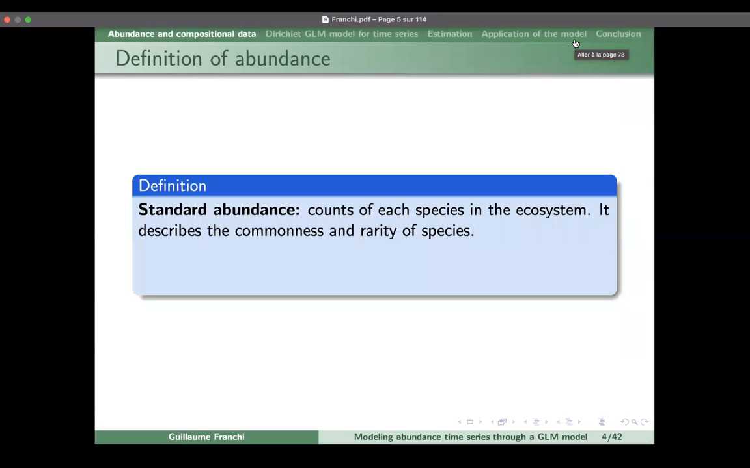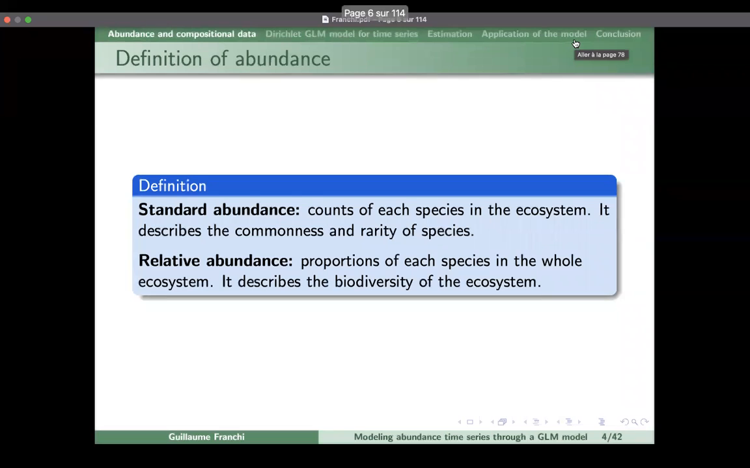So here you describe the commonness or the rarity of a species in your ecosystem. But there is also an attractive notion, which is the relative abundance, where you consider the proportions of each species in the whole ecosystem. So with relative abundance, you have a vector of proportions that must sum up to 1. Here you describe the biodiversity of the ecosystem.